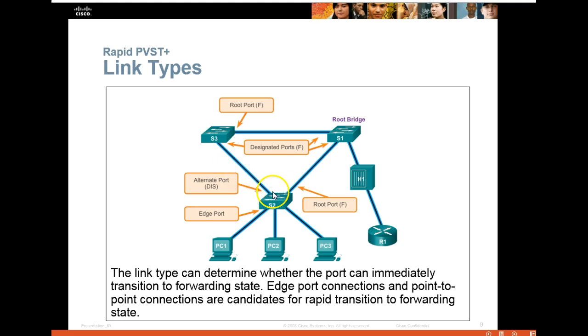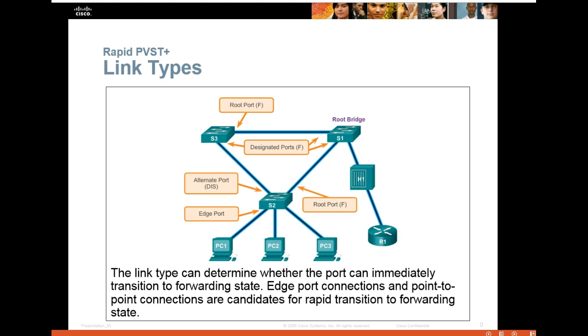Now out here, to break up the loop, we have the alternate port discarding, and that means that the traffic will get to switch 2, but it will throw it into the bit bucket and throw it away. And then the edge ports down here are defined because they go to computers. Nothing's going to be run on those. And then root port F connects to the root bridge. So that's a quick overview of the link types in rapid per VLAN spanning tree. I hope this was helpful, and go ahead and enjoy the second section of Chapter 2.